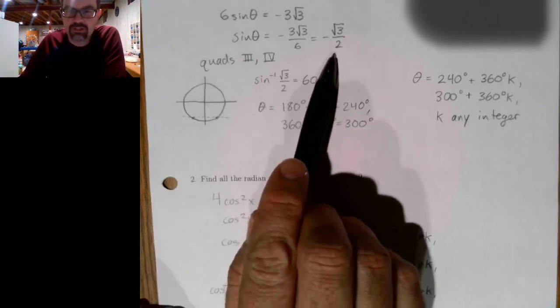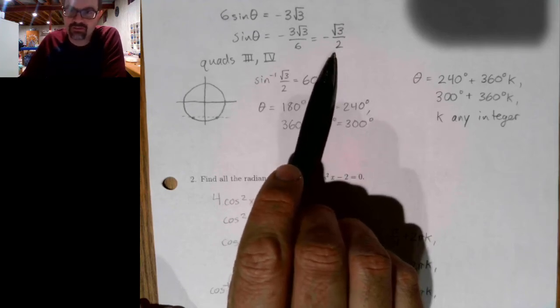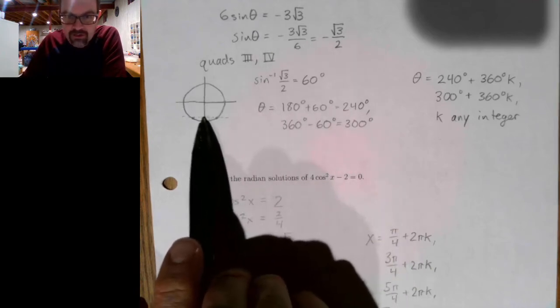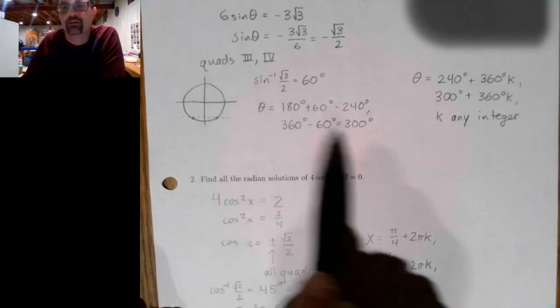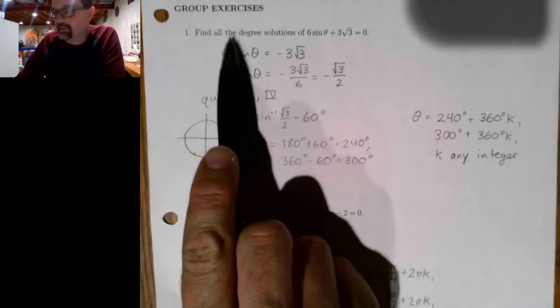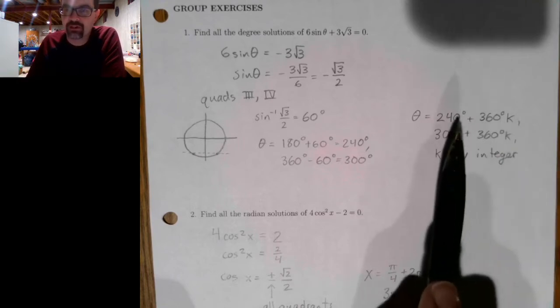Negative square root of 3 over 2, that's that decimal we know is 0.866 with a negative sign. And sine is the y-coordinate, so on the unit circle it would be like, where's the y-coordinate? Right around here, and you get one right there, and you get one right there. And then to wrap it up, well, since we're looking for all the degree solutions, add 360k to both of those guys and you're done.